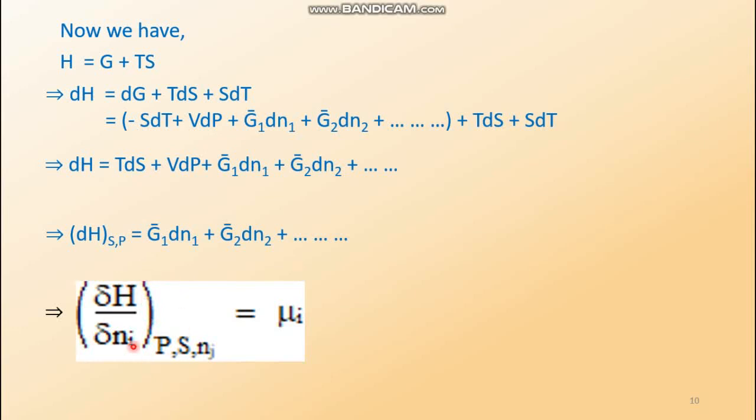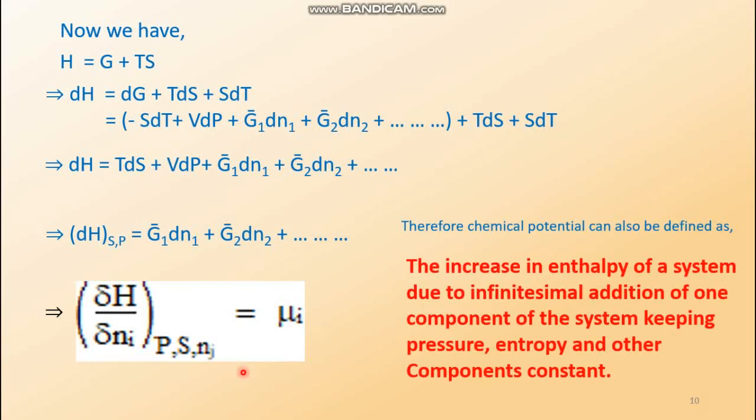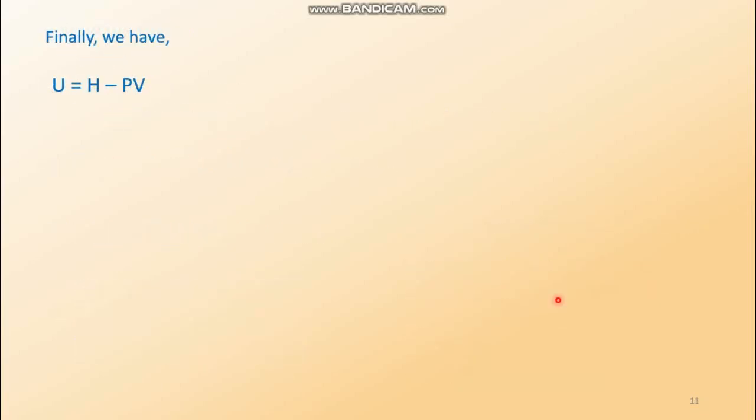The magnitude is the same, but the expression is different. This is the third mathematical expression of chemical potential, which is in terms of enthalpy. So let's define it. The definition is the increase in enthalpy of a system due to infinitesimal addition of one component of the system, keeping pressure, entropy and other components constant.